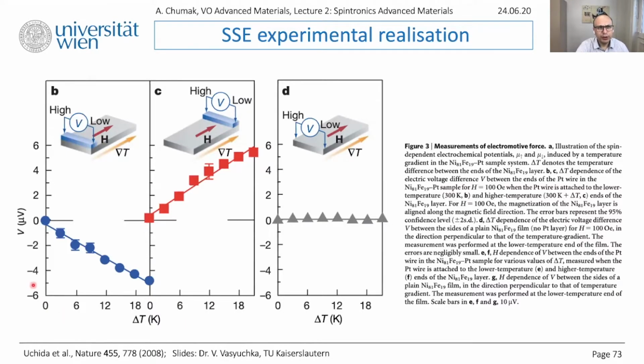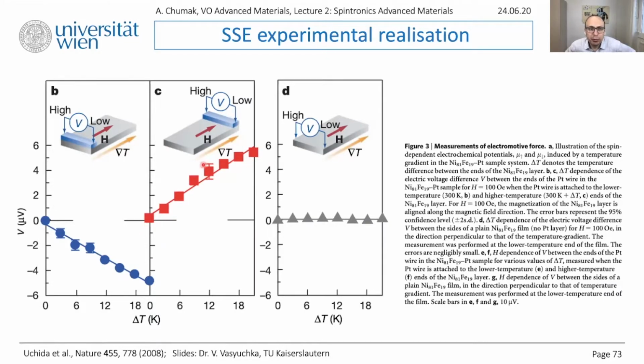And you see that from one side, when you apply a thermal gradient, you will indeed observe the generation of voltage, but it will be negative. So an increase in thermal gradient results in an increase of voltage, but with negative sign. And if you measure from the hot side, then an increase in temperature results in a positive inverse spin Hall voltage, and the voltage again increases linearly.